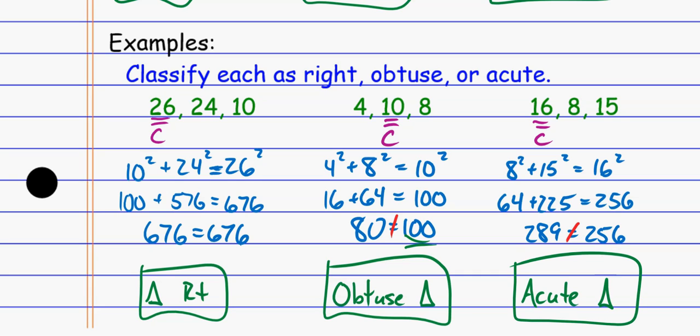If the hypotenuse side is equal to the other side, if it works, it's a right triangle. If the hypotenuse side is too big, then it's obtuse. And if the hypotenuse side is too small, if it comes up short, then it's an acute triangle.